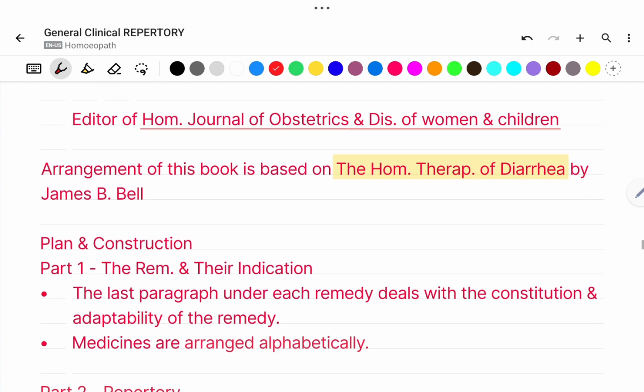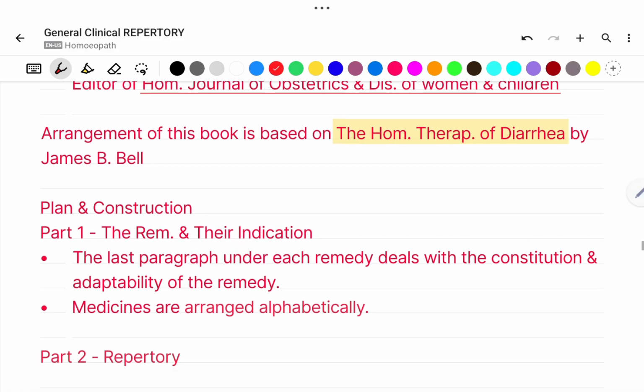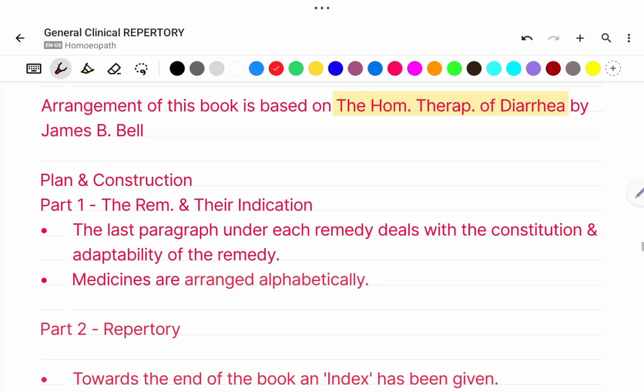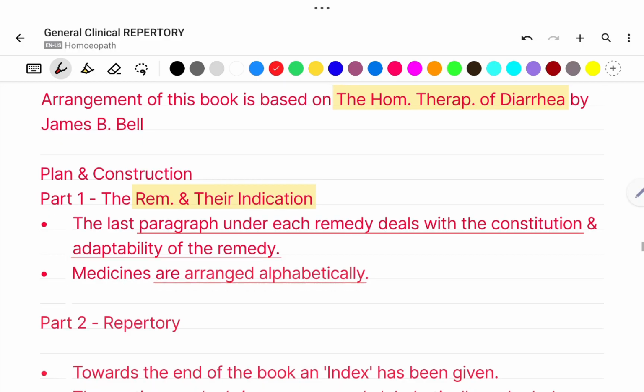Now we will see the plan and construction of this book. This book has two parts. First part is remedies and their indications, where the last paragraph under each remedy deals with the constitution and adaptability of the remedy. And medicines are arranged alphabetically in this part.